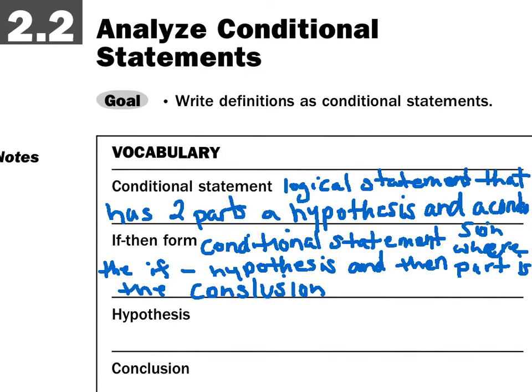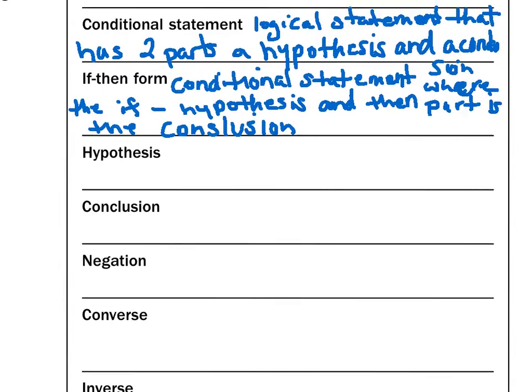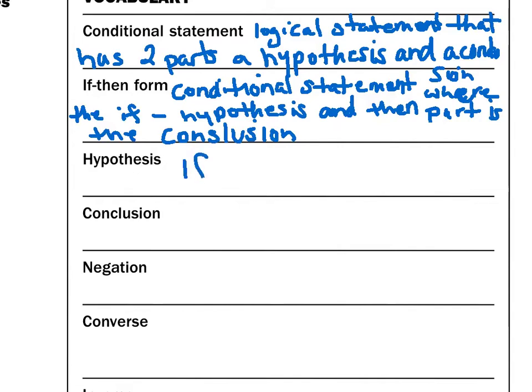Could you think of anything that might not work? Aha, I can. It's from the dinosaur era. See if you can think of it too. Okay, hypothesis. Hypothesis is the if part. We're kind of re-saying this again, so it's pretty important to know this. Hypothesis is the if part of a conditional statement. Conclusion is the then part of a conditional statement.